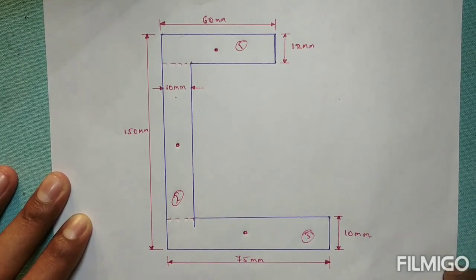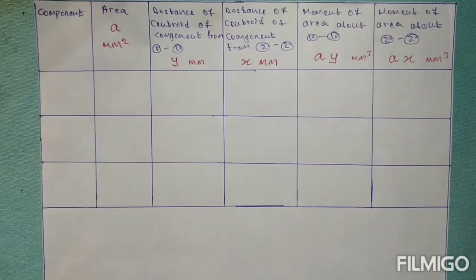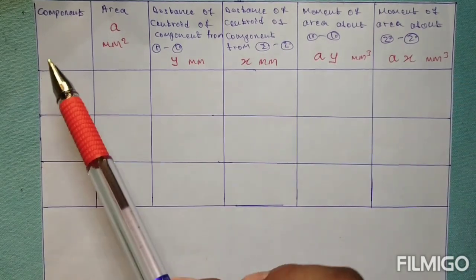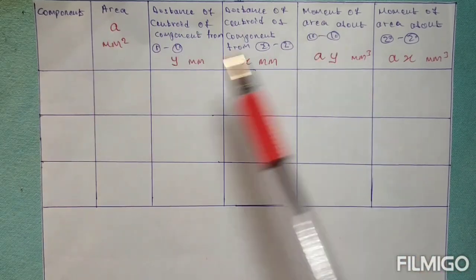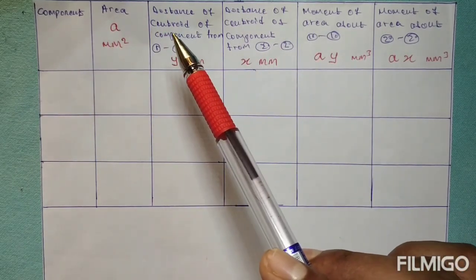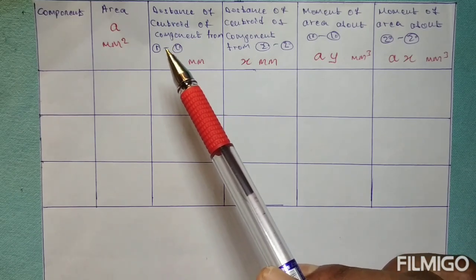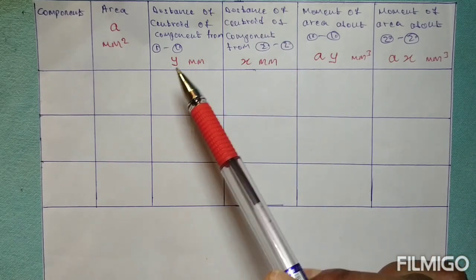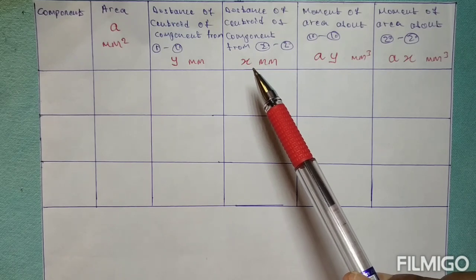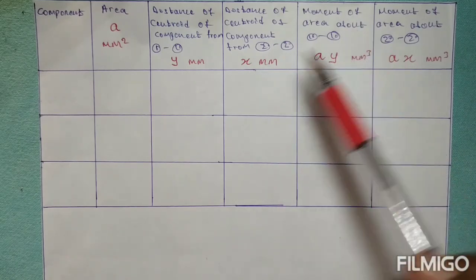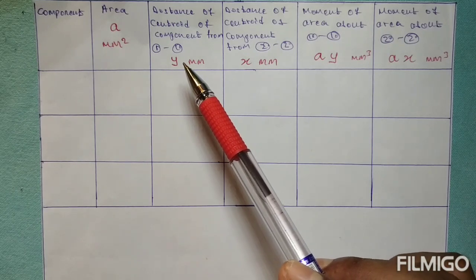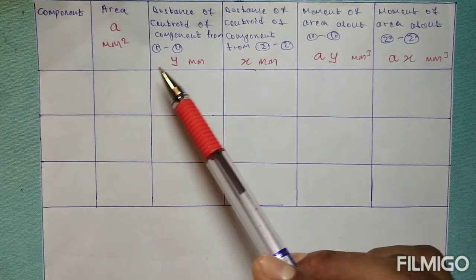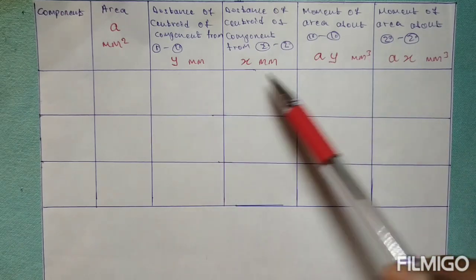So the next step is to draw one tabular column. This is the easier way to determine the center of gravity of an unsymmetrical C section. The tabular column will include these columns: component, area, and the distance of the centroid of each component to our reference axis 1-1, then similarly reference axis 2-2. For 1-1 I will take it as y, and for reference axis 2-2 I will take it as x. Similarly the moment of area will be area into distance of CG along axis 1-1, that is a into y, and similarly a into x.